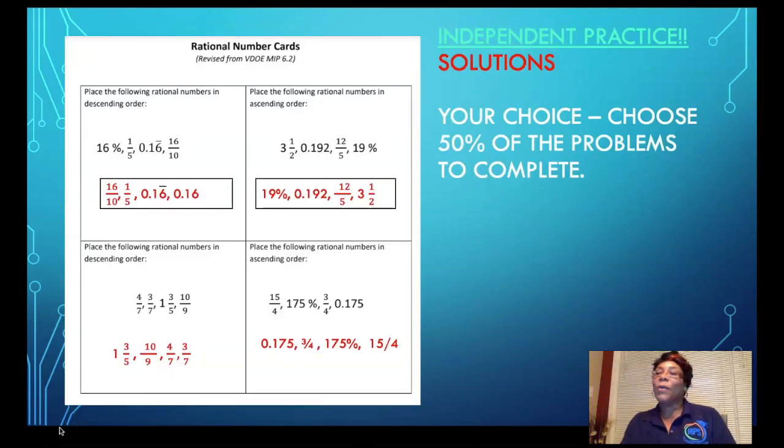First, we want to check our independent practice from our last session together. Remember, you only had to choose 50% of the problems to complete. How many did you do? Well, you only really had to do 2. But if you did 3 or 4, yes. But go ahead and take a moment to check your work. Identify your errors, and then we're going to get started once you have done that.